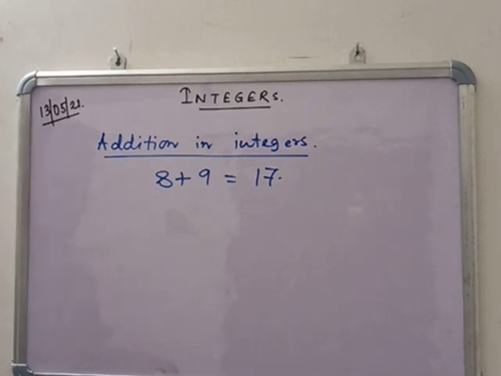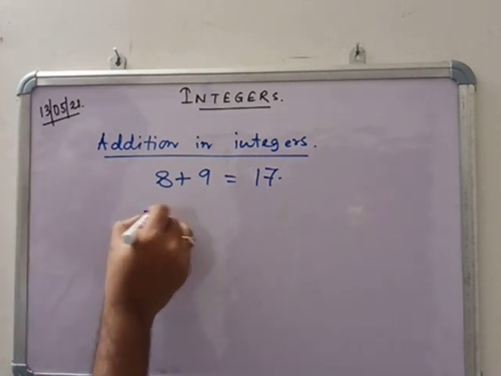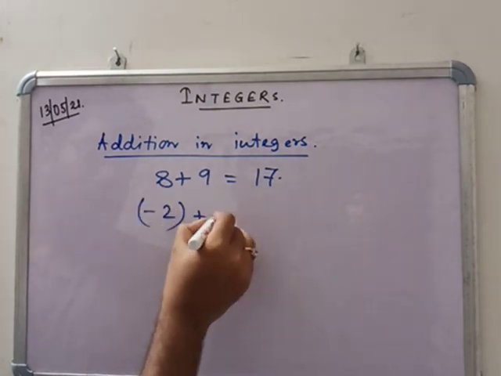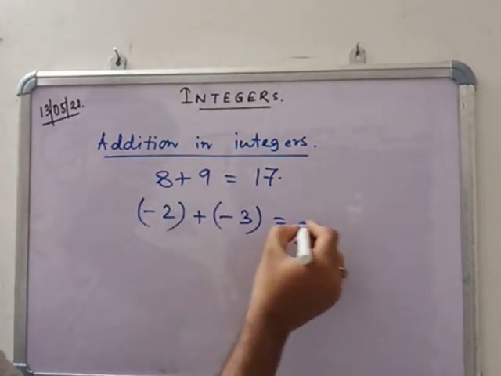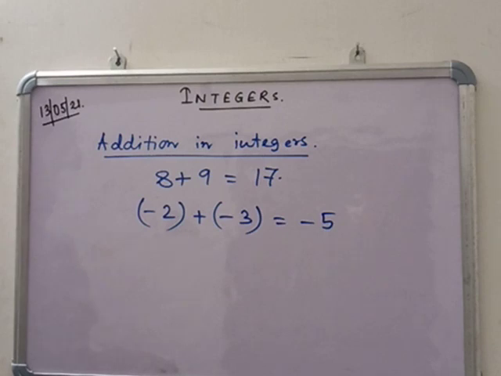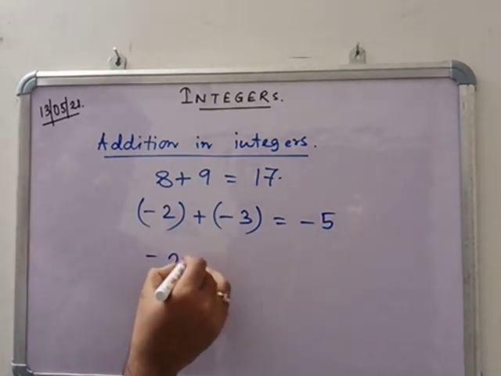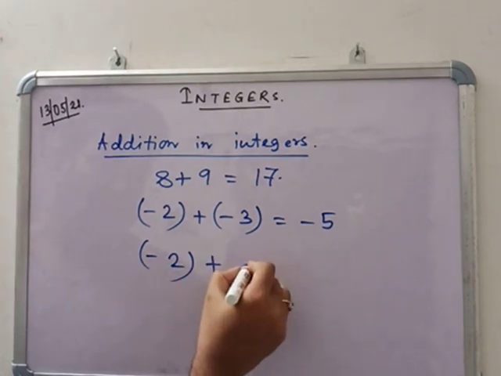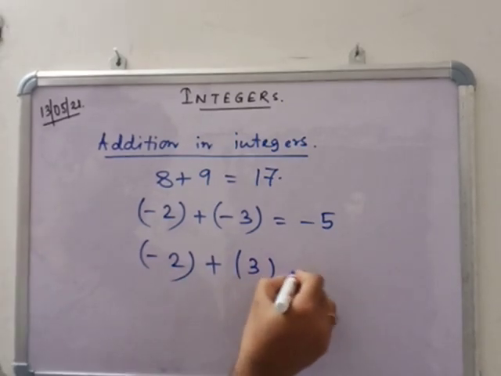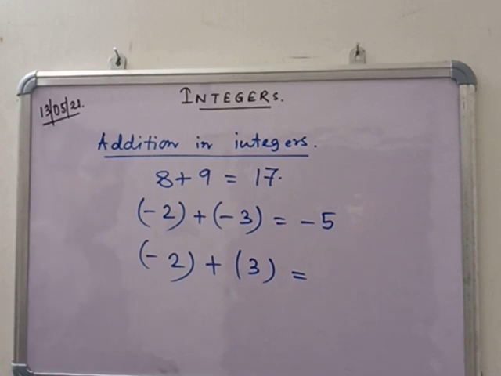Now, if we add two negative integers, then we get a negative integer. If we add one negative integer and one positive integer, then how do we calculate? We can calculate these two by number line.